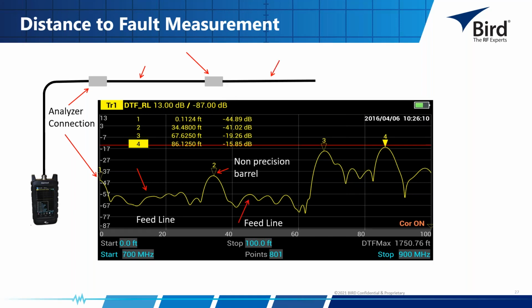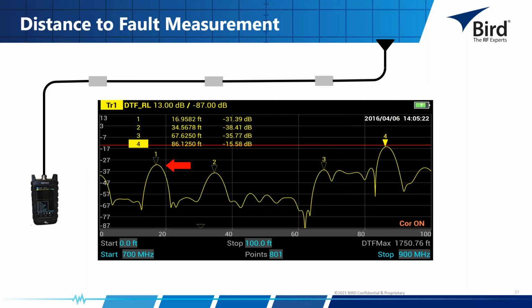Then we have the feed line, the second length of feed line, followed by the connection to the antenna. And we can see marker 3 is at 67 feet and marker 4 is at 86 feet. And we have all the amplitude values shown. So this is a decent sweep of that test system we had.